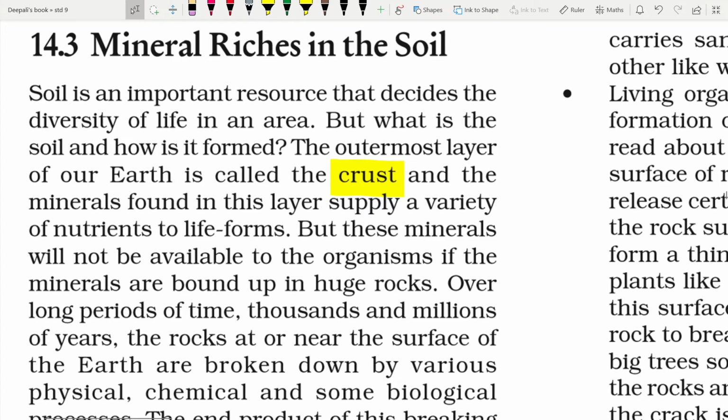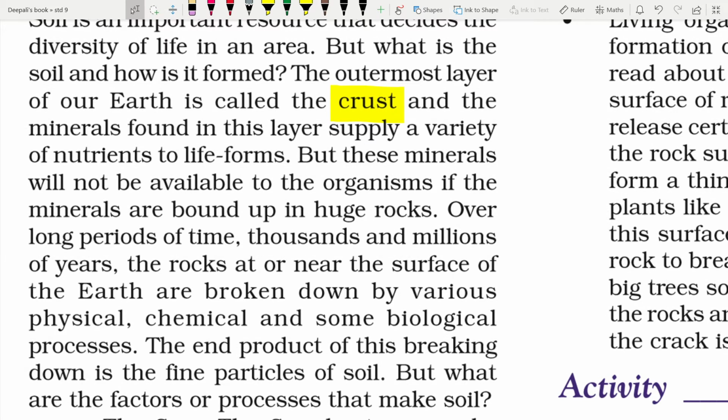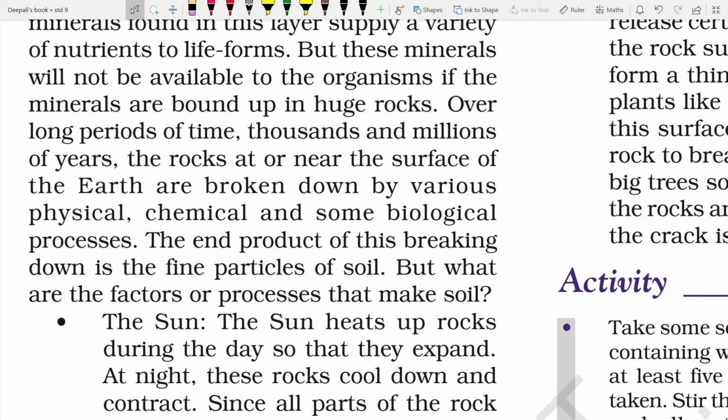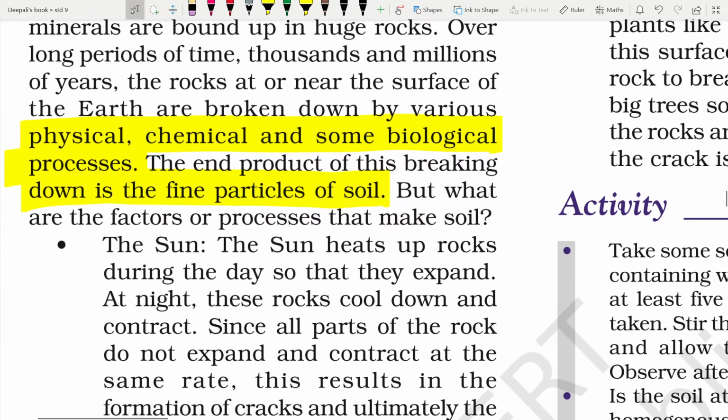But these minerals will not be available to the organisms if the minerals are bound up in big rocks. Over a long period of time, thousands and millions of years, the rocks at or near the surface of the earth are broken down by various physical, chemical, and biological processes. The end product of this breaking down is the fine particles of soil. So the soil is formed by the breaking down of huge mineral rocks.